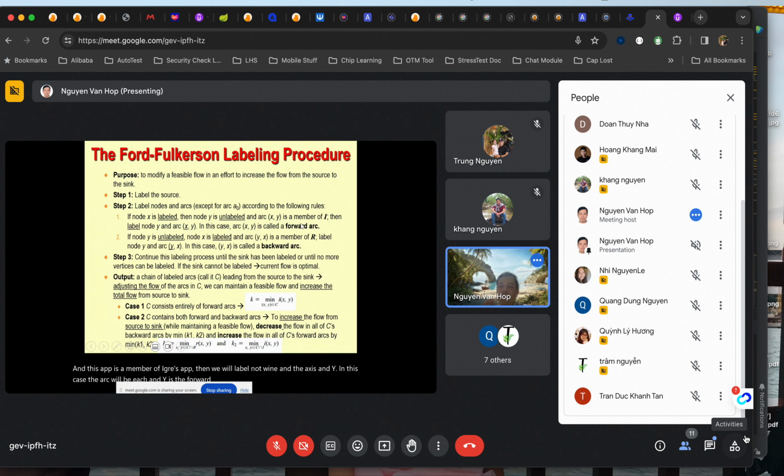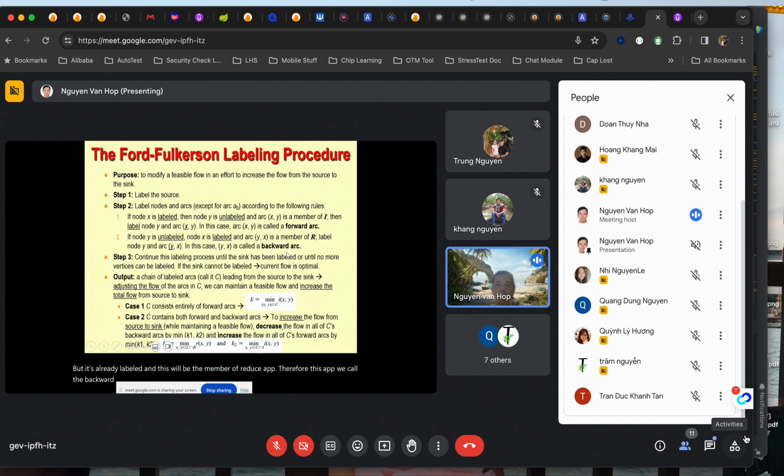Remember that the condition for a forward arc is that the origin node is already labeled, the destination node is not labeled yet, and this arc is an increased arc. A backward arc is the reverse way: it goes from Y to X. If Y is unlabeled but X is already labeled, and X is a member of the reduced arcs, therefore we call this arc a backward arc.